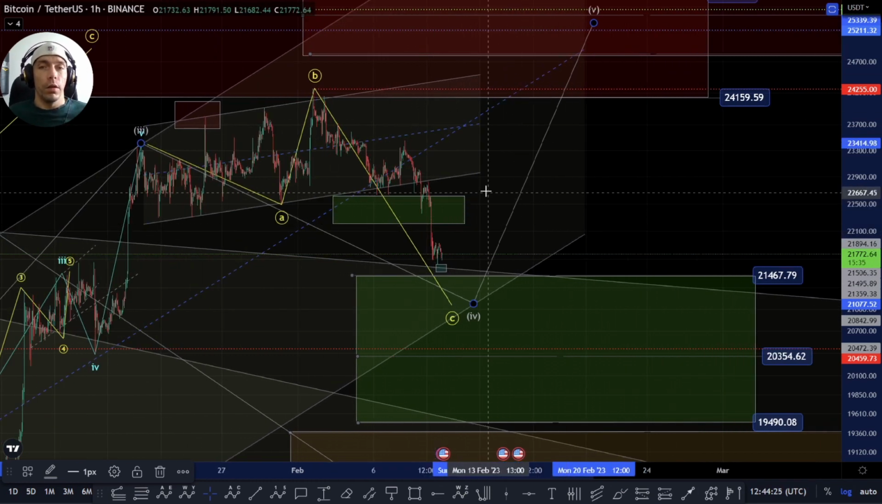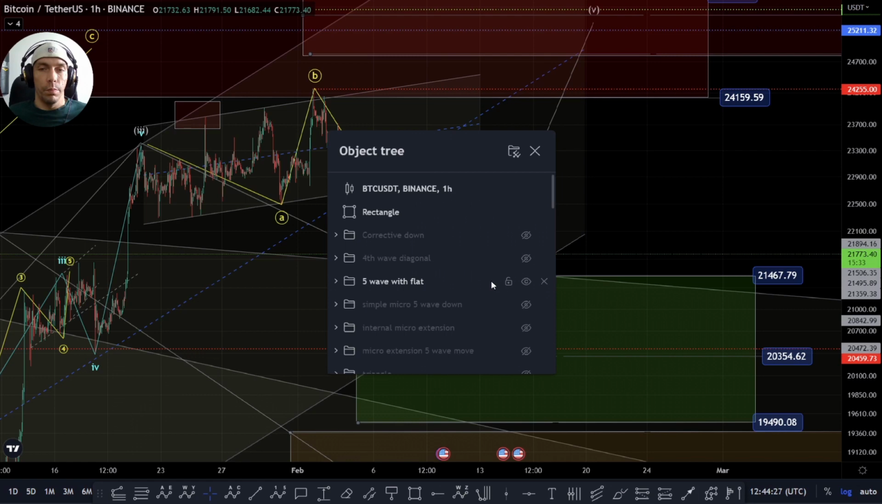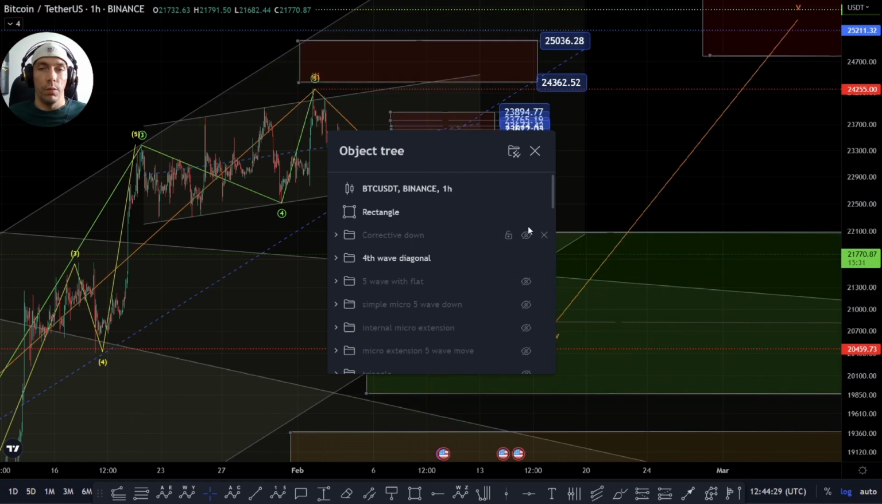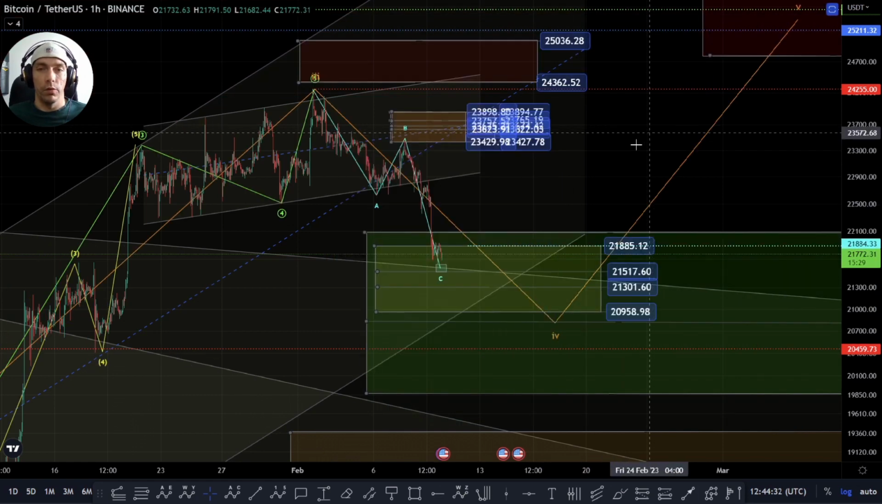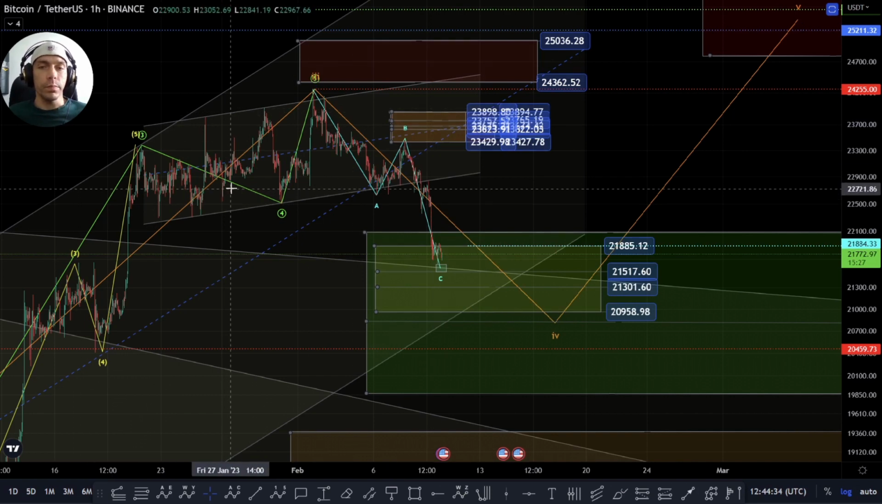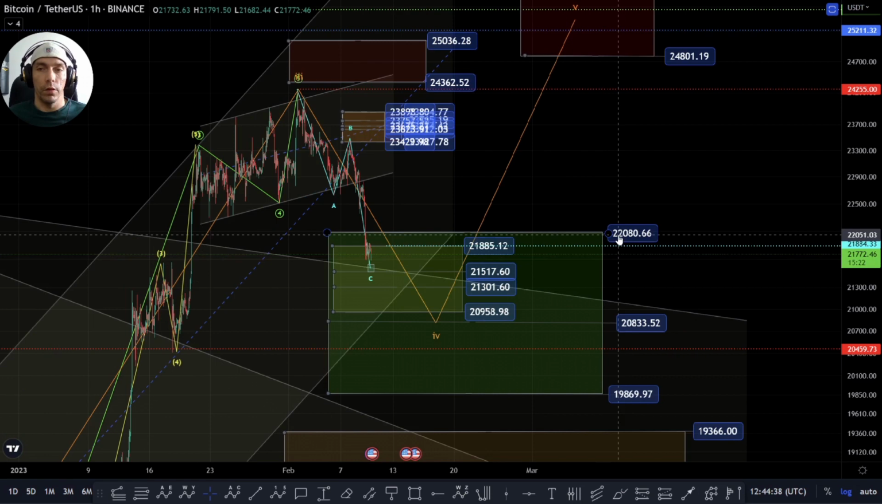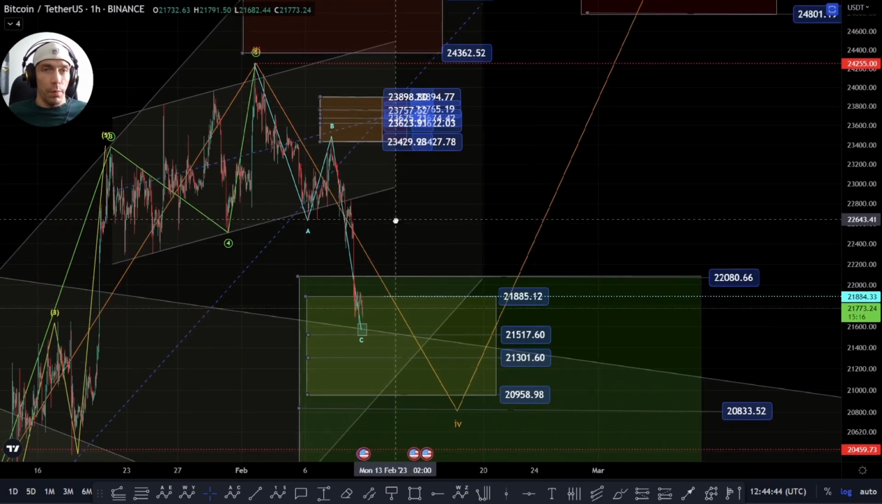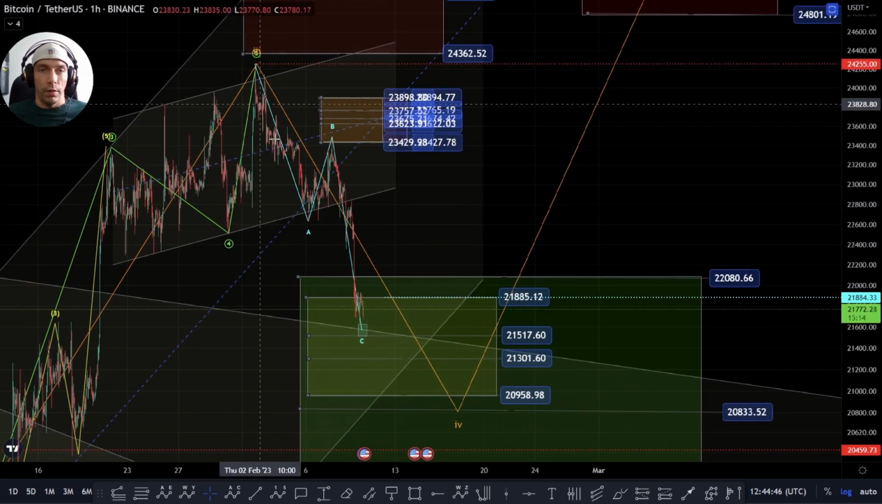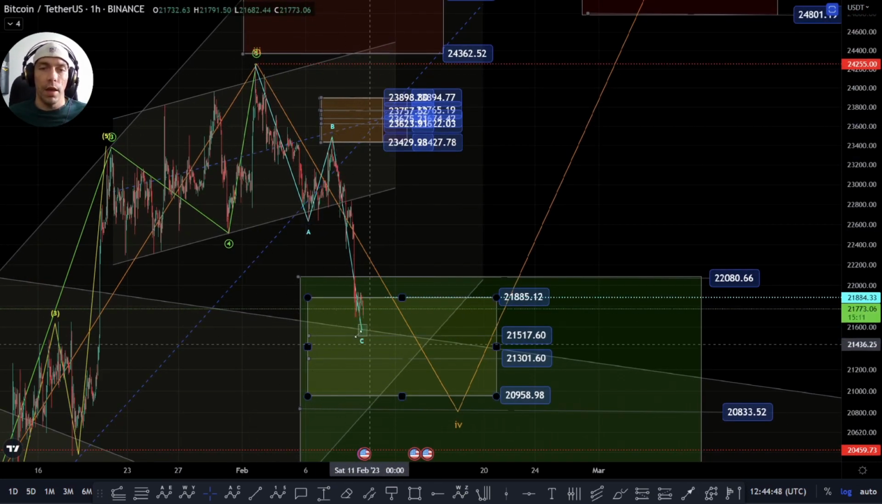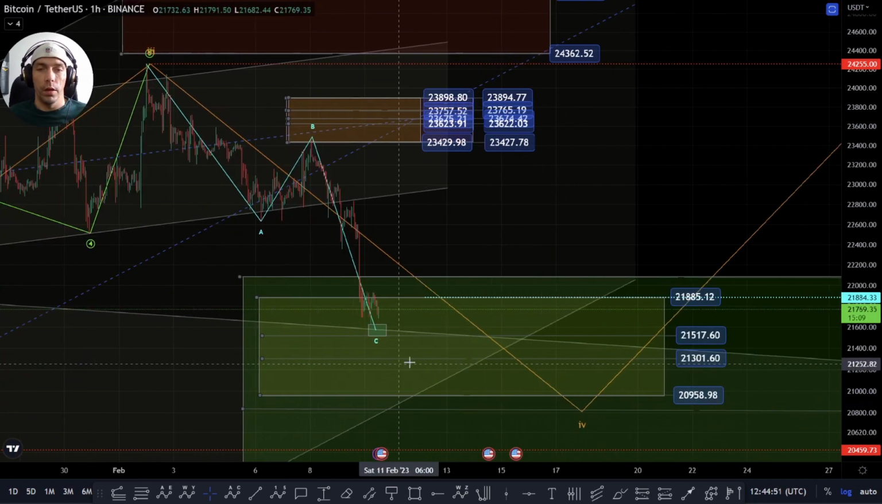Okay, so I'm going to go over my alternate counts at the moment. My preferred one is the one that was just on screen. But basically, we'd be looking for a fourth wave into this zone of this 22,080 to this 19,869 zone. So within this, what we'd be looking for is the fact that this is an A, B, and a C, and then we're looking for somewhere within this yellow box target.